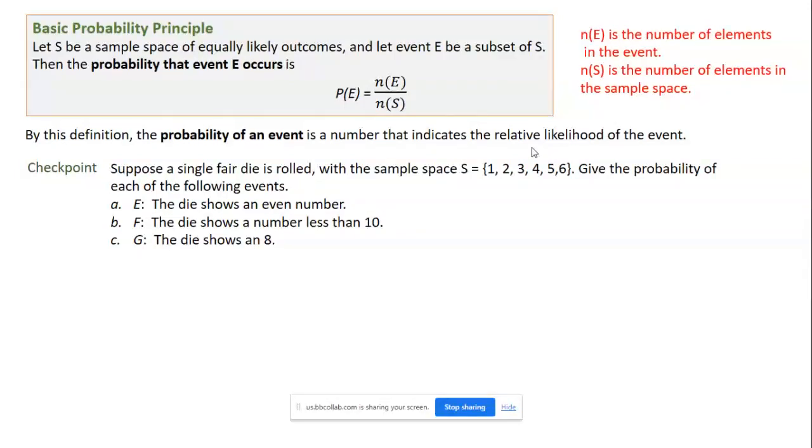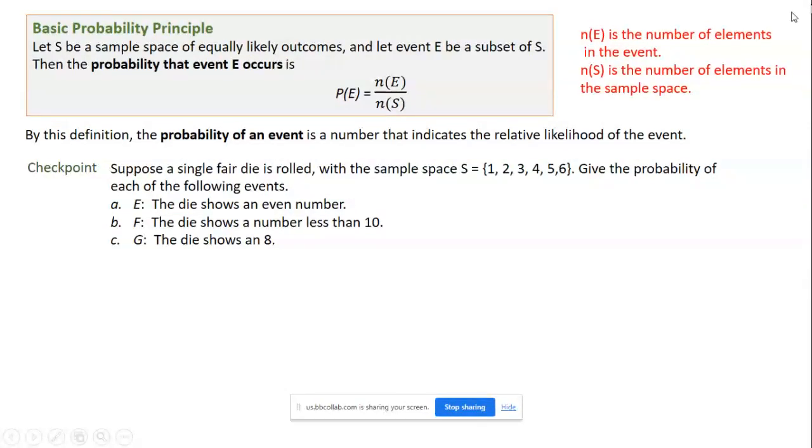Suppose a single fair die is rolled with a sample space of 1, 2, 3, 4, 5, 6, because those are the only faces that the die has, right? It says give the probability of each of the following events, and we're going to use this formula. The probability of an event is equal to the event divided by its sample space.